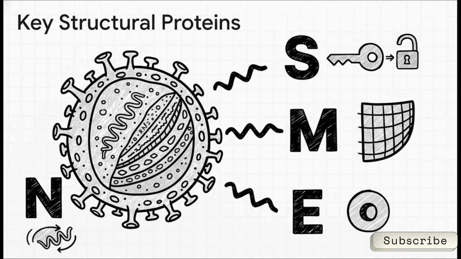Now let's focus on these 4 key structural proteins. Think of them as the virus's essential tools. The spike, or S protein, is literally the key that unlocks our cells. The membrane, or M protein, is the most abundant one, and it gives the virus its overall structure. And then you've got the envelope and nucleocapsid proteins, which are not only vital for the virus's life cycle, but are also key targets for our diagnostic tests.